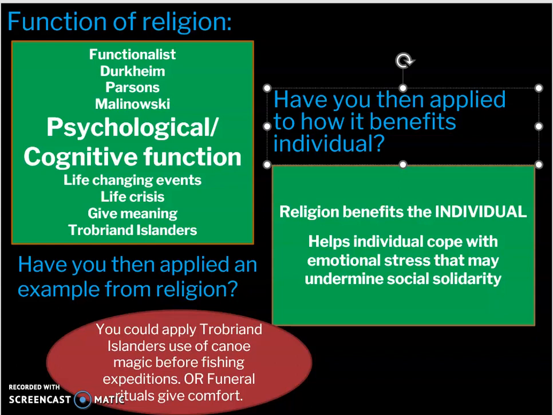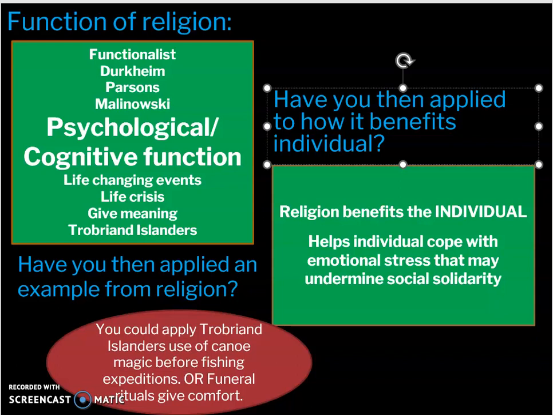function, or you might talk about Parsons, who talks about the meanings that people attach from religion, or Malinowski, who talks about life crises and life-changing events in his study of the Trobriand Islanders. You then need to make sure that you apply it to how it benefits the individual. So that's the part B of the question. So it helps the individual cope with the emotional stress that may undermine social solidarity. Remember, they are functionalist, so they do talk about the same themes.